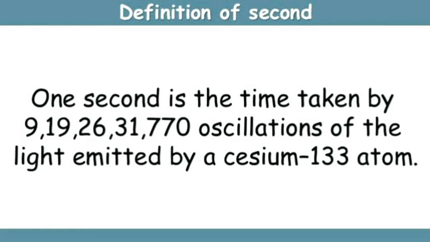So I am repeating this definition. 1 second is the time taken by 9,19,26,31,770 oscillations of the light emitted by a cesium 133 atom.